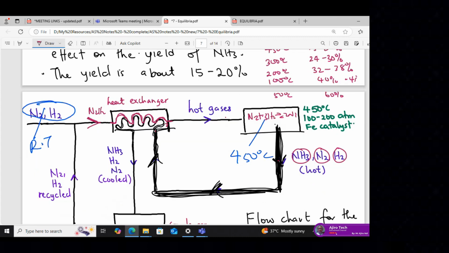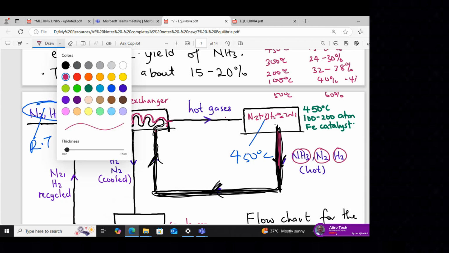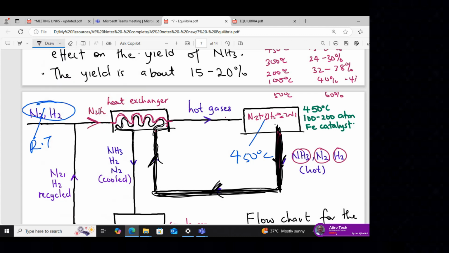Good. So by the time you get, let me make it black, ammonia coming out, ammonia coming out, ammonia coming out. Ammonia lost heat to the incoming nitrogen and hydrogen. So the ammonia coming out is now cooled. Can you see now, cooled?